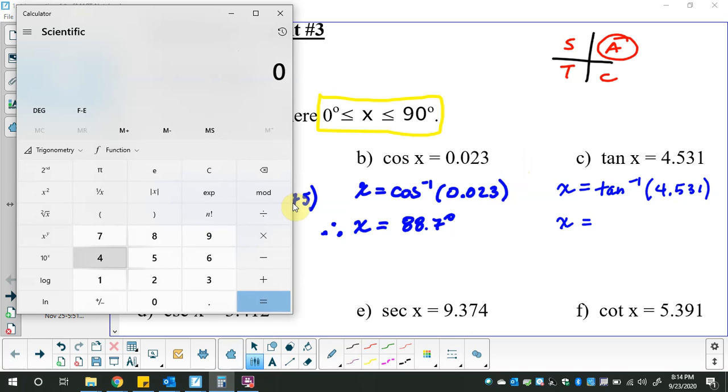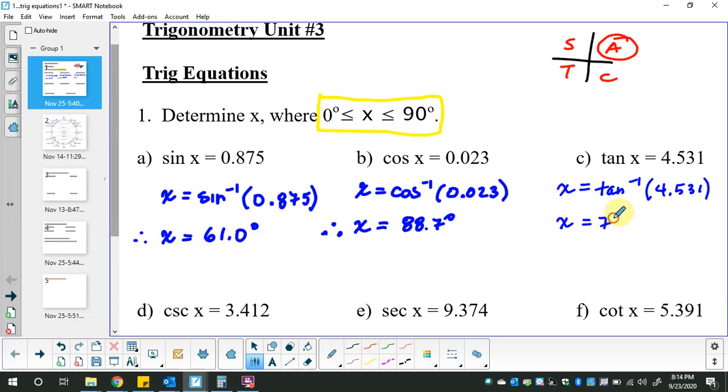So 4.531, second function, tan, is 77.6 degrees. 77.6 degrees is between 0 degrees and 90 degrees. So we're good to go.